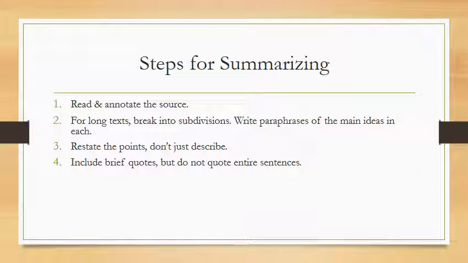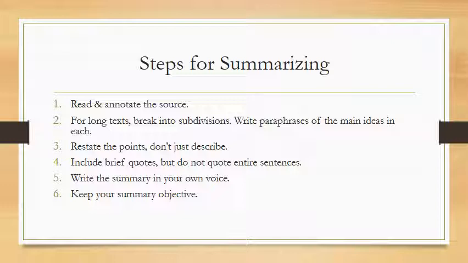Number 4, include brief quotes, but do not quote entire sentences. Number 5, write the summary in your own voice. This means put it in your own words. Sometimes there may be words that are jargon or words that are specific to the field that the writer is using. If it's a term that the writer has coined him or herself, you probably want to put those words in quotation marks. But otherwise, you need to put the rest of it in your own words.